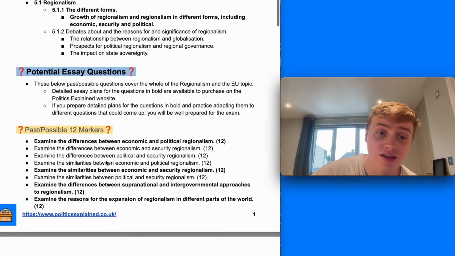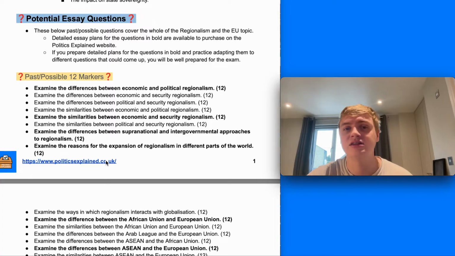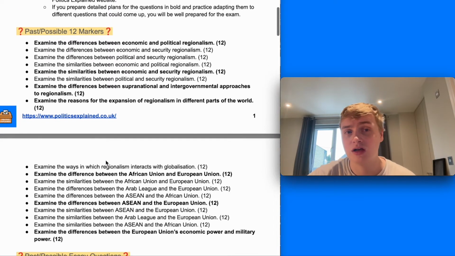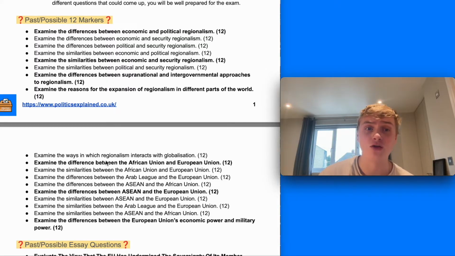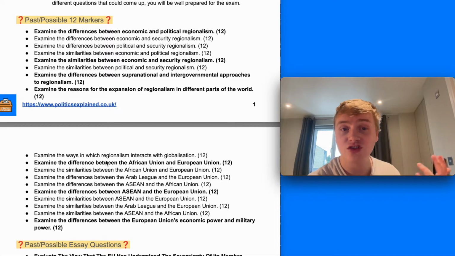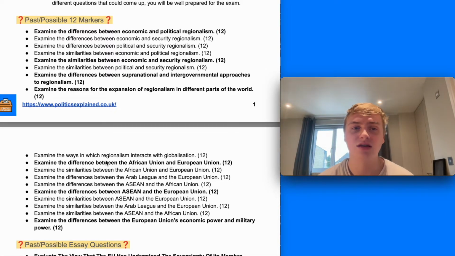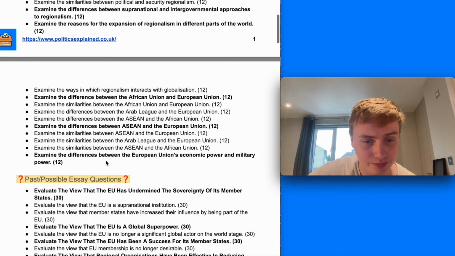So in terms of looking at these potential questions, 12 markers and 30 markers, these ones all cover the whole of the regionalism and the EU topic. And it's of course going to be really useful looking at the differences between economic and political regionalism, and economic and security regionalism, and some of these later questions as well, but especially the earlier ones. But you're of course going to need to watch future videos and bring in your other knowledge of specific regional organisations to bring a bit of specific detail to them as well.